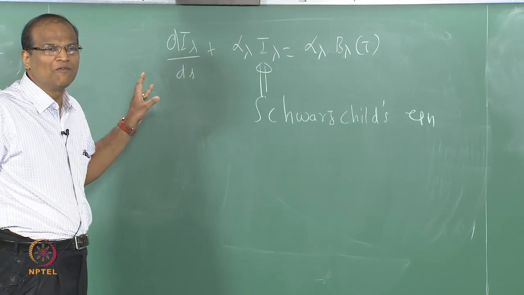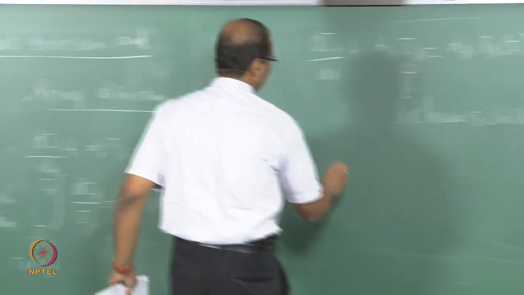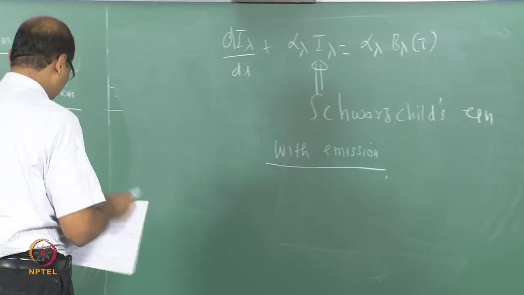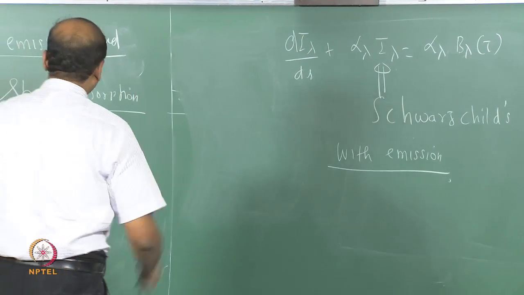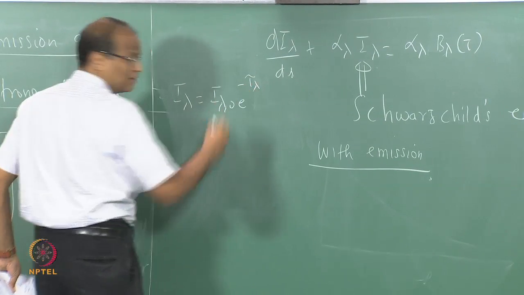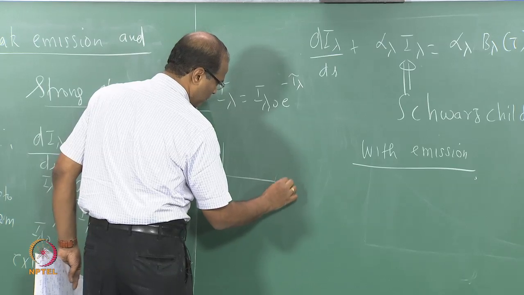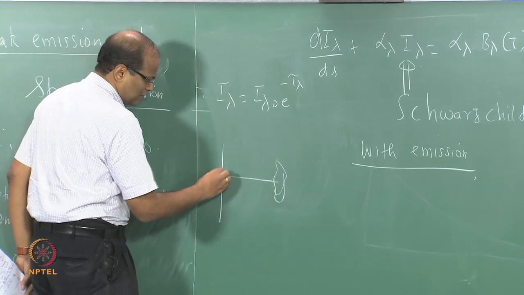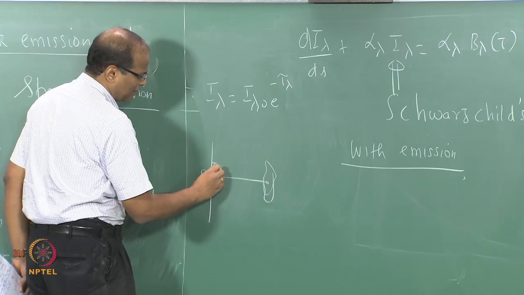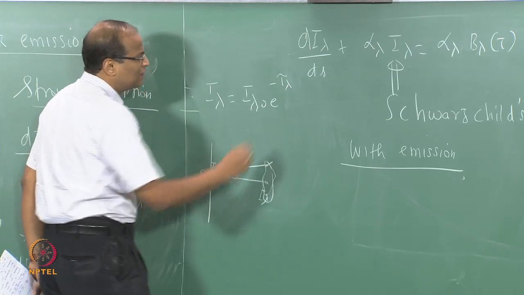Now, the solution we have done so far is only for the no emission case. With emission, we'll have to do the solution now. Before that, just hang on. Is it okay? Tau lambda. Suppose this is the body, it has got epsilon and T. So we are looking at this I lambda naught. What is the I lambda? Suppose you are looking at some place here, then this angle is theta.